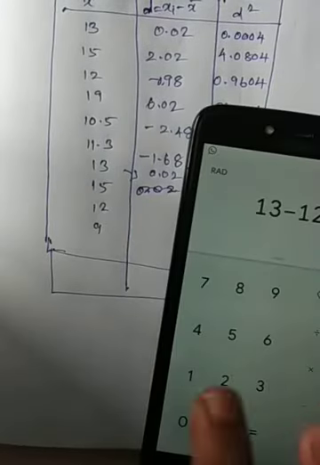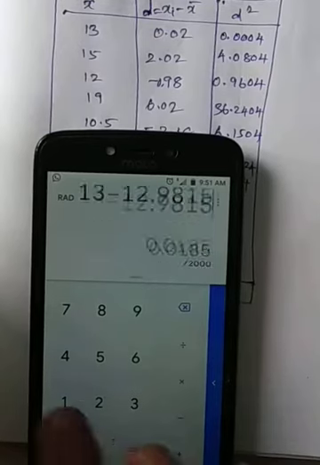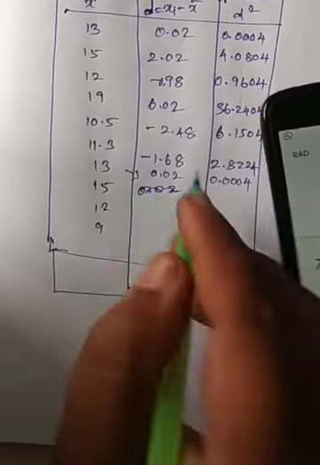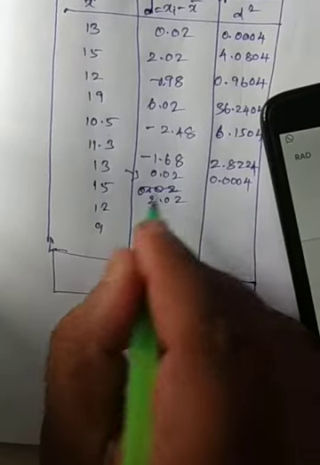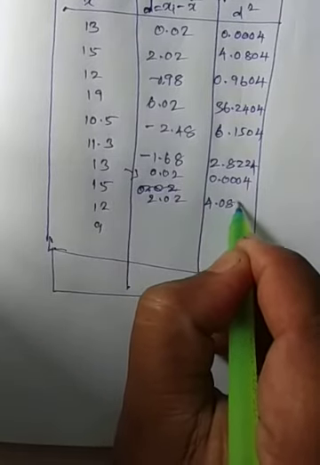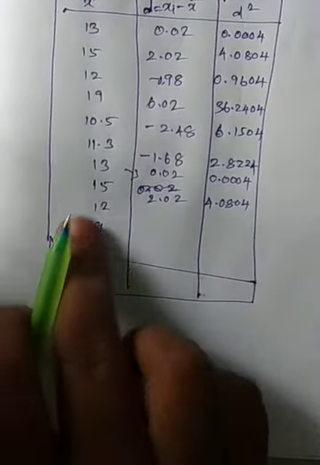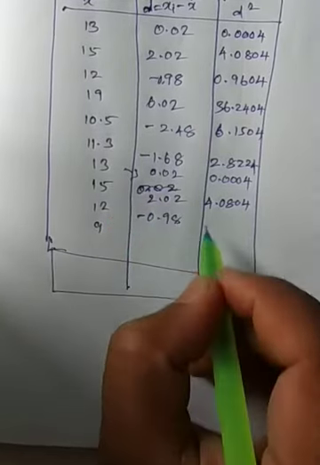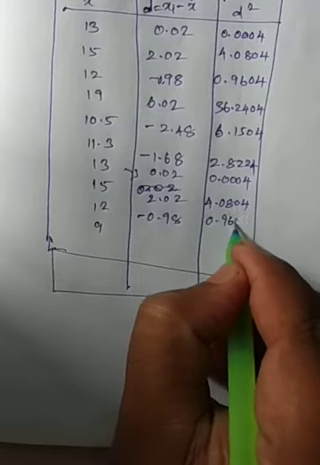Next one, 15. So 15 minus 12.98, so 2.02. Again here will come 2.02. That value also I have calculated. 4.0804 will come. And again 12 minus 12.98 is minus 0.98. Again here it is there, so therefore 0.9604 will come.